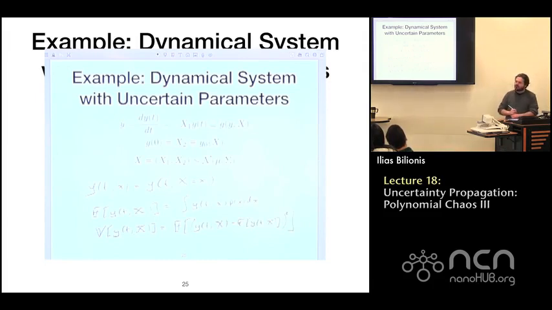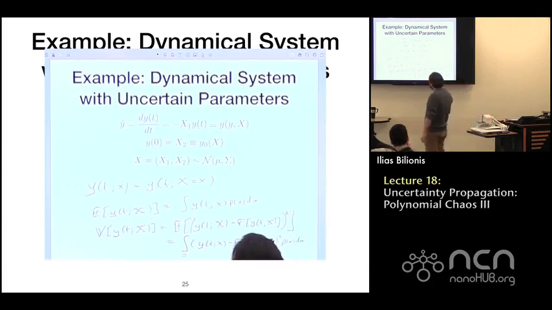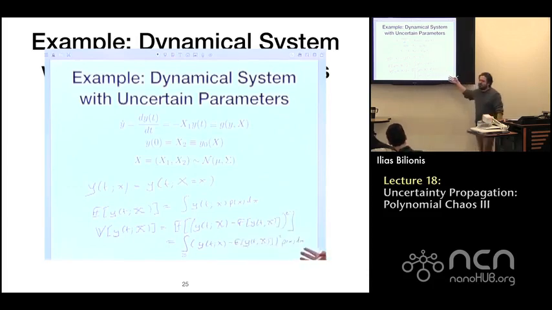Okay, this is the definition of the variance, which of course is just an integral: the integral of y(t, x) minus this thing, which is just a function of t, squared, times p(x) dx. And so on. Any statistic that depends on y, you can actually write down as an expectation. So this is the kind of stuff that we want to be able to do.